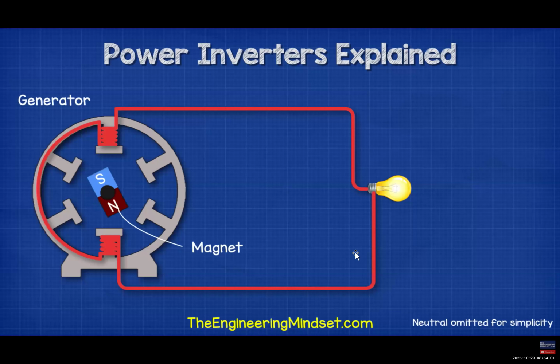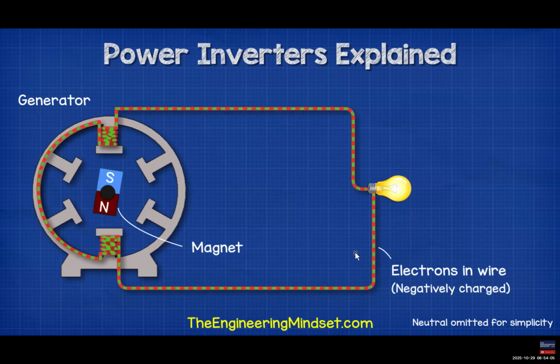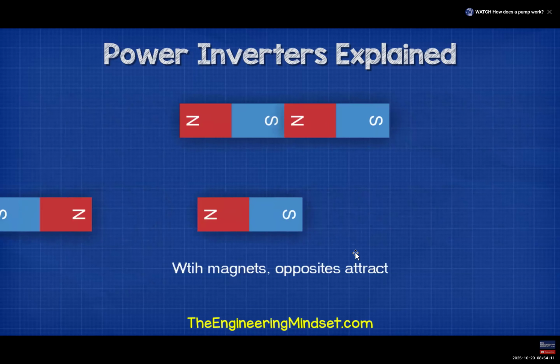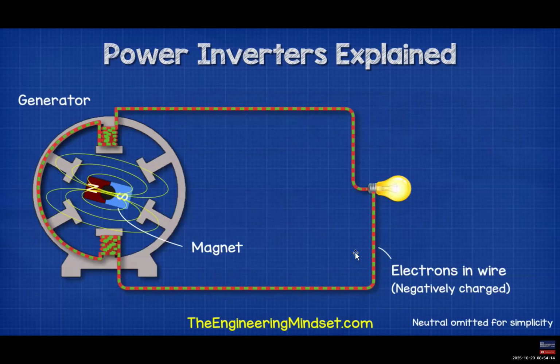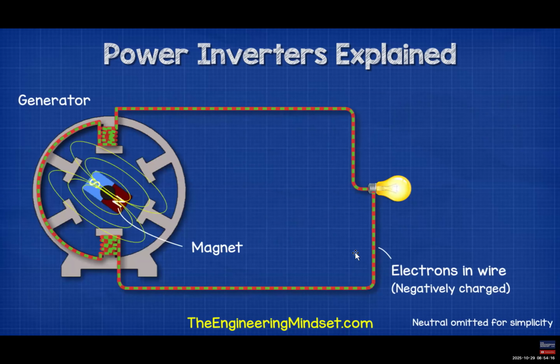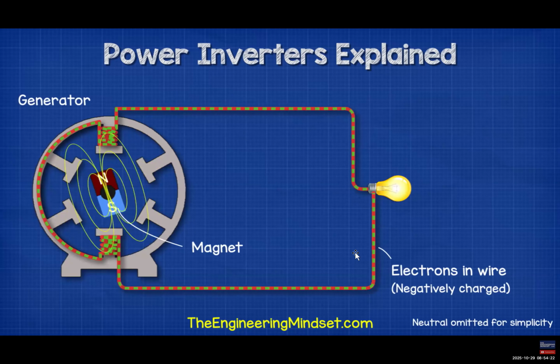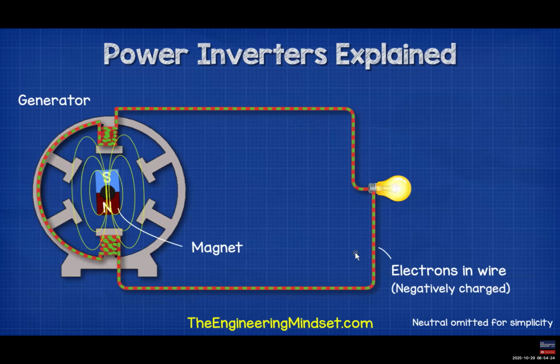The magnet has a north and south pole, or you can think of it as a positive and a negative half. The electrons in the wire are negatively charged. As you might already know, magnets push or pull depending on the polarity. So as the magnets rotate past the coils, the positive and the negative half are going to therefore push and pull the electrons within the copper coils and also through the connected copper wires.